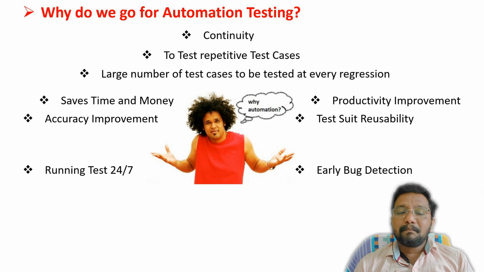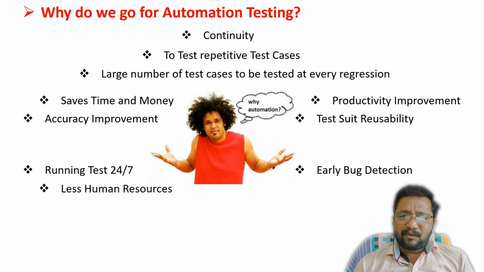And early bug detection, okay, this is a very important feature of automation testing, right? The bugs are found at the early stages and with double X speed. That is why automation testing is very important for every release in modern software development.